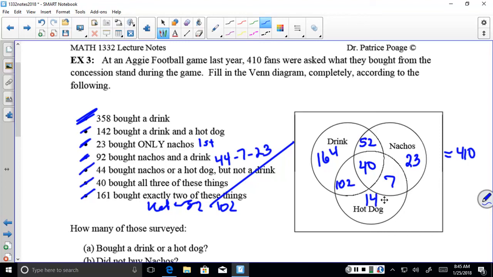Who am I missing out here? Who are these people? Not that they didn't buy anything. They didn't buy these 3 things. They could have gone to the concession stand and bought other stuff, but they did not buy a drink, nachos, or hot dog. And so I take 410 minus all those numbers, and I get 8 people who either didn't buy these things or bought something else or whatever.